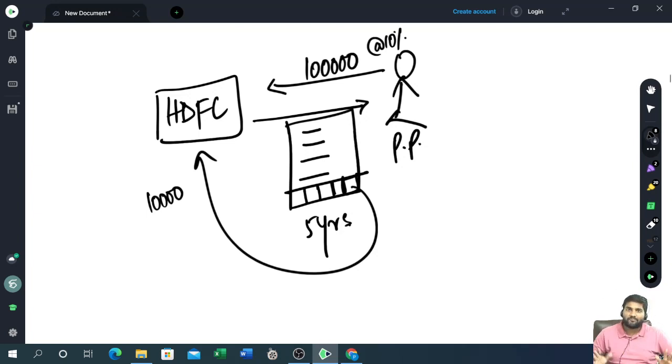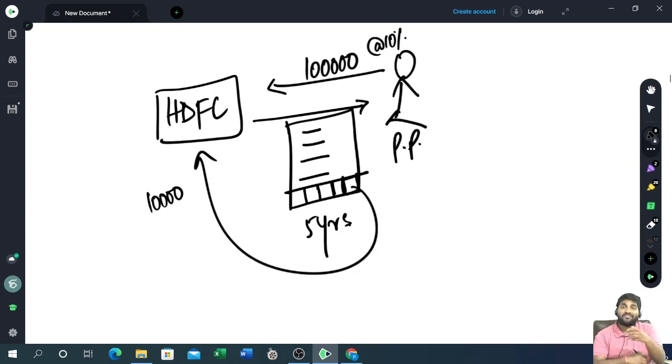Now bond is a kind of a loan agreement. Bond is the proof, bond is the certificate, bond is everything for a loan giver. Like that is the proof that I have given money to HDFC. Okay. Now the regular interest paying bond is known as a coupon paying bond.